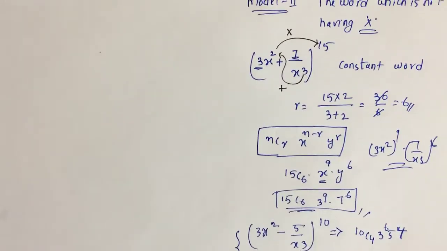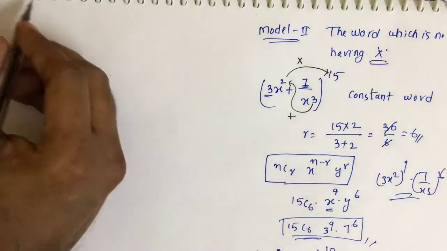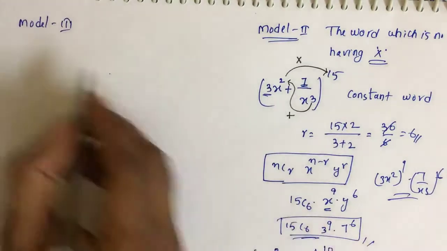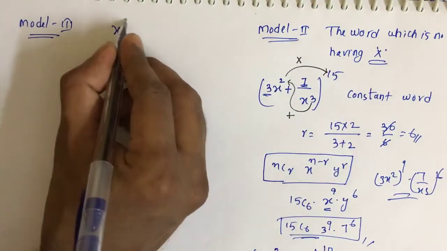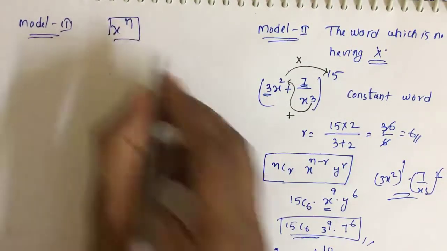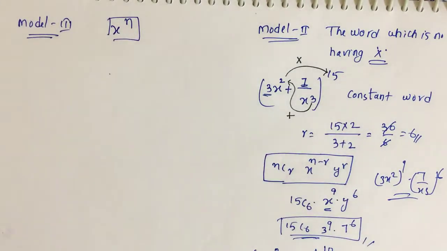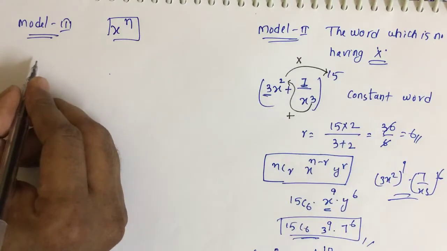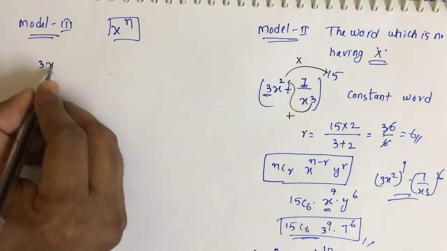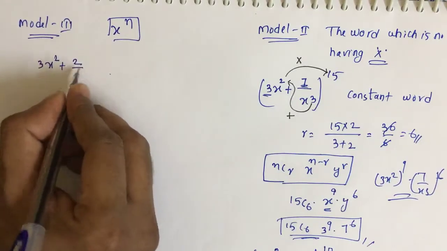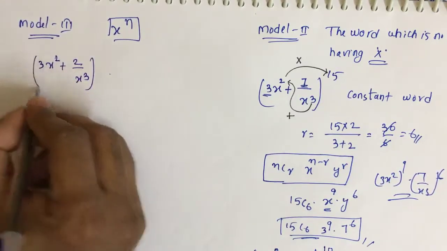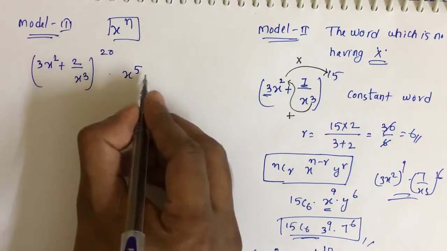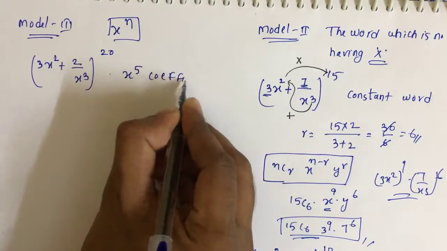And model 3. In model 3 we have to identify the coefficient of x^n value. We have to identify the coefficient. So the problem will be asked like this: 3x square plus 2 by x cube, all power 20. In this, the coefficient of x^5, we have to identify.